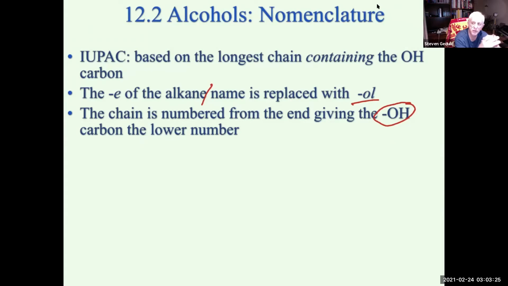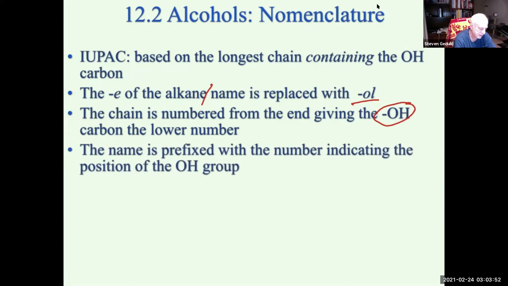So if you have a functional group, like an OH, a carboxylic acid, a ketone, anything like that, it takes precedence over a double bond, over a triple bond, and over substituents. So if you have substituents and a double bond, the double bond takes precedence. If you have substituents, a double bond, and a functional group, the functional group takes precedence for the lowest number. So any functional group is always going to get the lowest number possible. The name is prefixed with a number indicating the position of the OH group. Depending on what carbon number it is on, you have to tell us where it is.